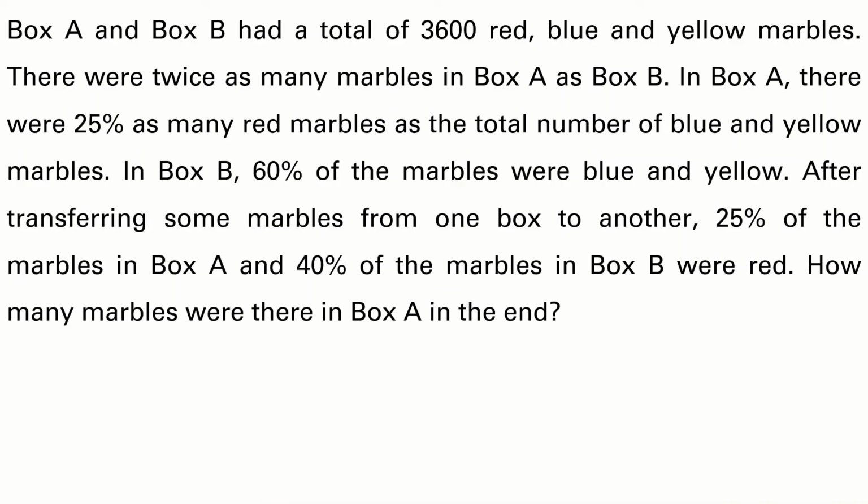Box A and Box B had a total of 3,600 red, blue and yellow marbles. There were twice as many marbles in Box A as Box B. In Box A, there were 25% as many red marbles as the total number of blue and yellow marbles. In Box B, 60% of the marbles were blue and yellow.